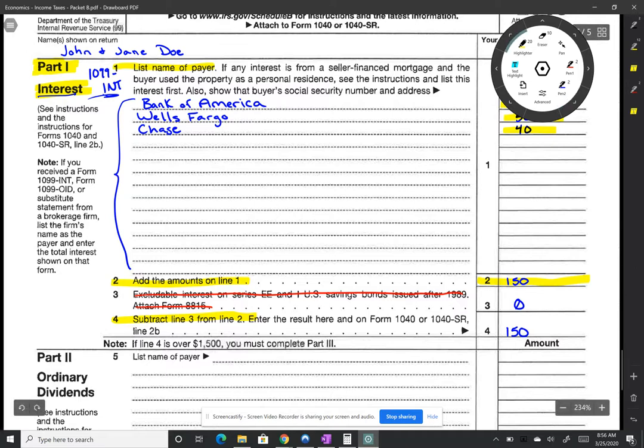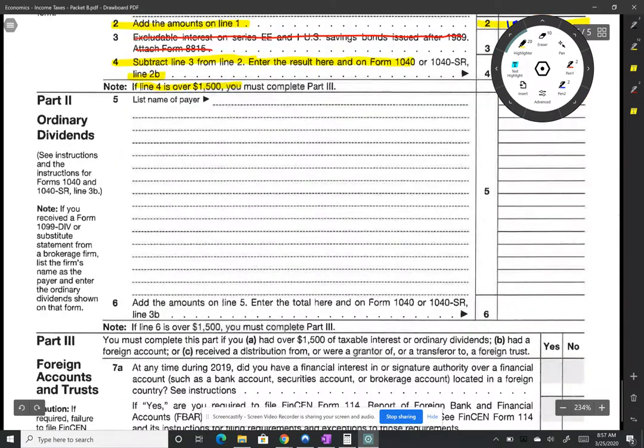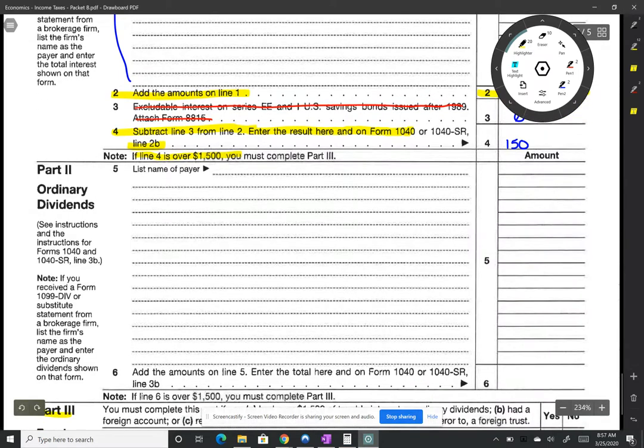Following the instructions, enter the result here on Form 1040, line 2B. It says if line 4 is over 1500, you must complete part 3. It's not going to be over. I'm not going to have it over. All right, so the next one is part 2, ordinary dividends.